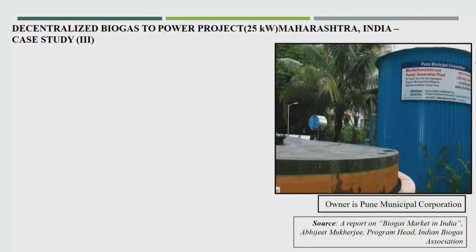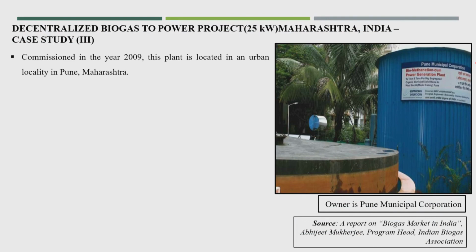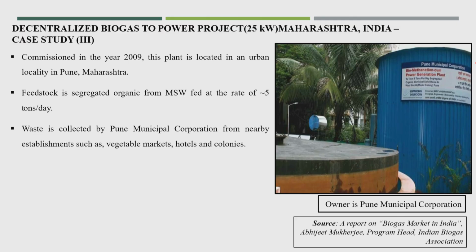This is another study, a decentralized biogas to power project of around 25 kilowatt in Maharashtra. It was commissioned in the year 2009, and this plant is located in an urban locality in Pune, Maharashtra. Feedstock is segregated organic waste from MSW, fed at the rate of 5 tons per day. The waste is collected by Pune Municipal Corporation from nearby establishments such as vegetable markets, hotels or colonies, and two-stage digestion with aeration and leachate recirculation facility.